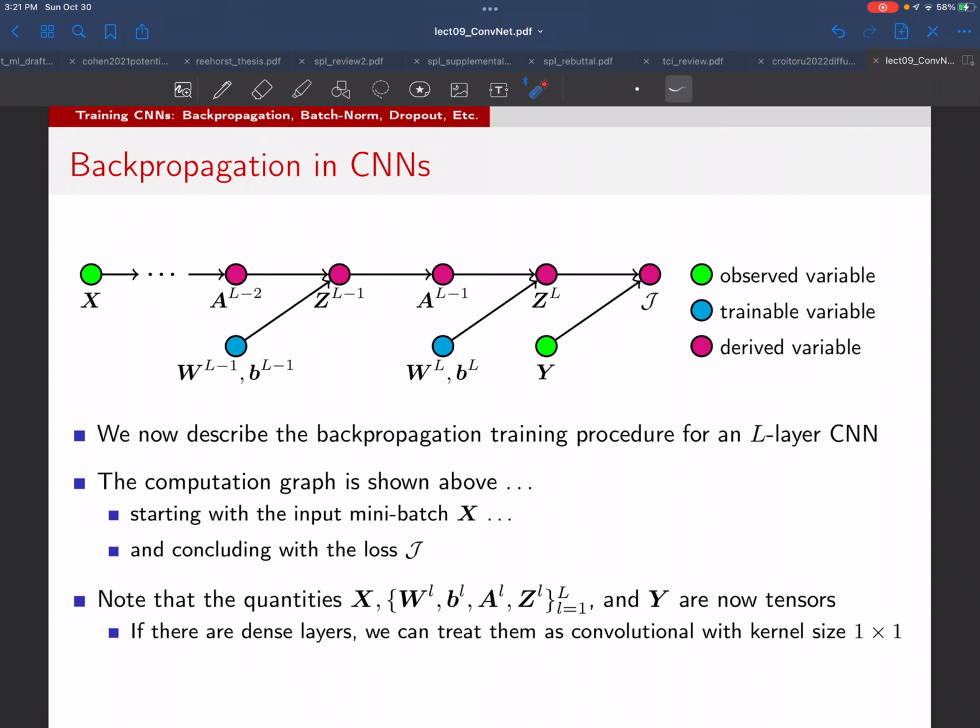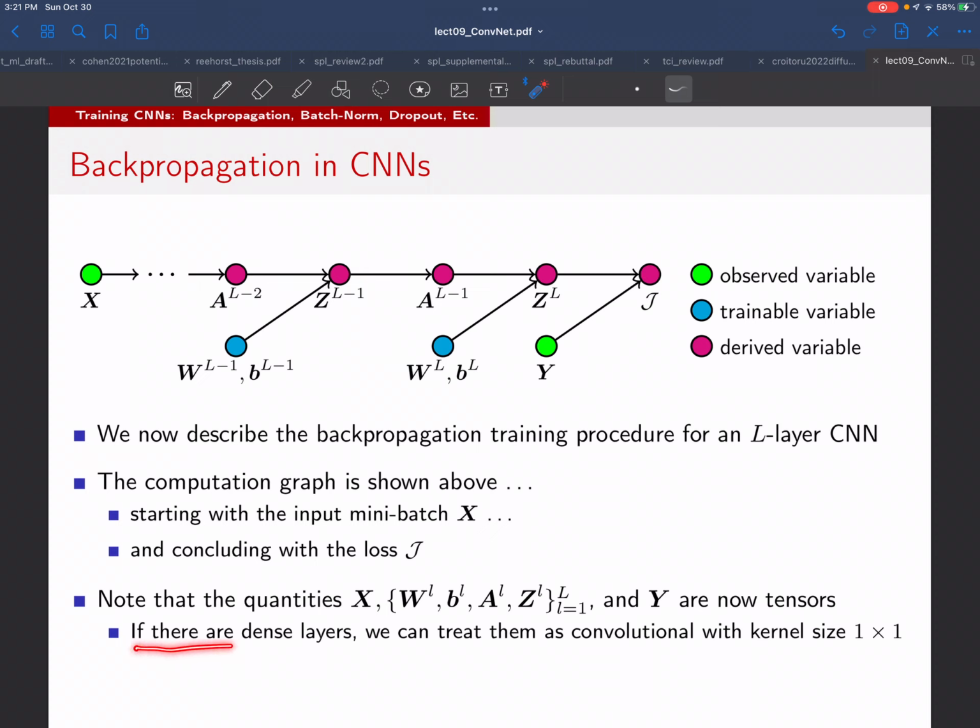So keep in mind that these are going to be tensors. We're going to think of them in terms of the PyTorch conventions. So W is a 4-way tensor, X is a 4-way tensor, B is a bias vector, and of course we have different tensors and different feature maps for every layer, little l ranging from 1 to big L.